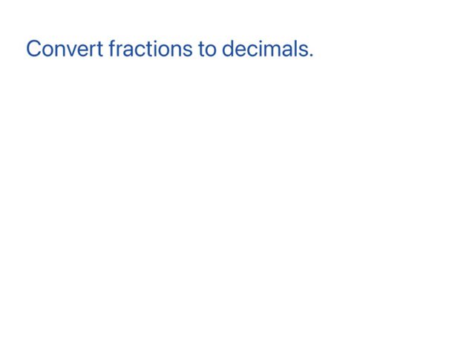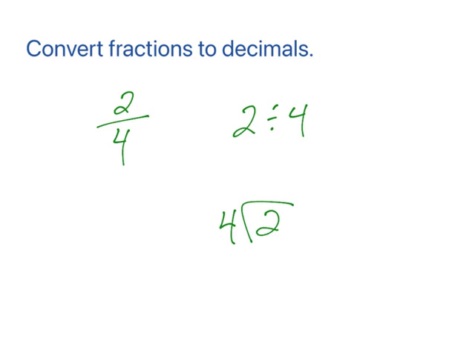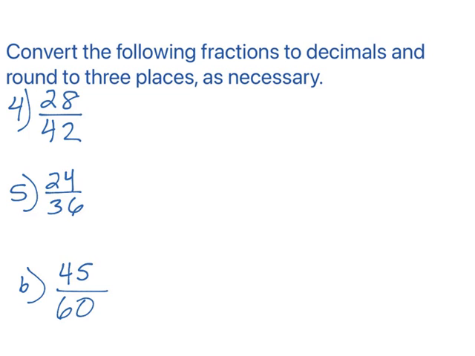Now let's convert fractions to decimals. So remember, if you have a fraction, to change it to a decimal, we take the top divided by the bottom. Or it might look like this. If you're using a calculator, you're going to type in the top number, the division button, and then the bottom number. Okay? So let's do that. Convert the following fractions to decimals and round to 3 places.